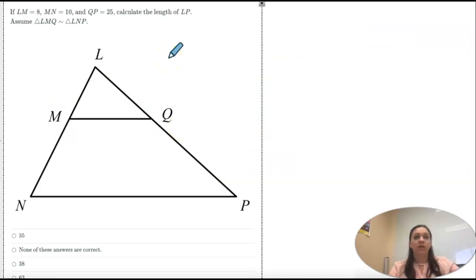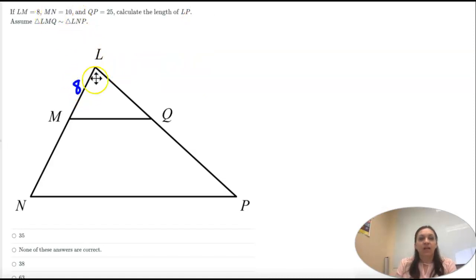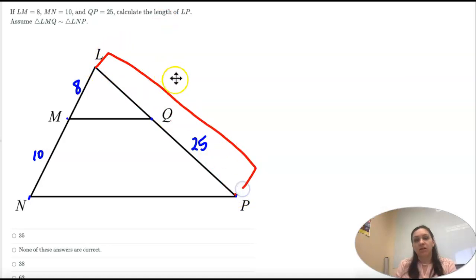So if side L to M is 8, if side M to N is 10, Q to P is 25, we want to calculate L to P. So what's this length? Assume L and Q and L and P are similar.